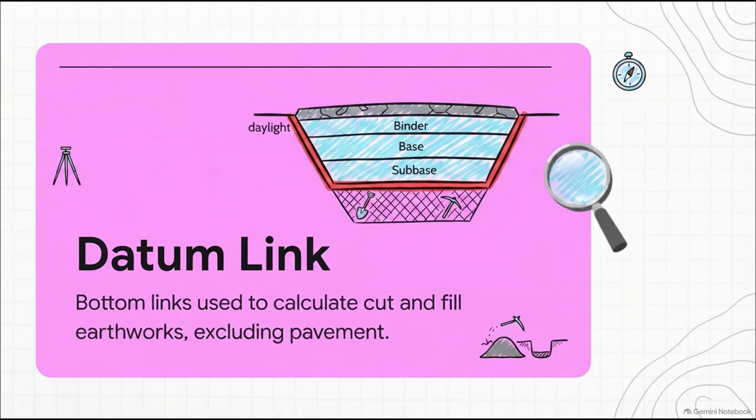In our cross-section, we've got pavement materials, the wearing course, the binder, the base course, and the sub base. But right now, we don't want to calculate those. We want to calculate the raw cut-and-fill earthworks. We basically want our surface to run straight down from the daylight, completely underneath our base course, and then right back up to the daylight on the other side. Everything below the pavement. That right there is our datum.